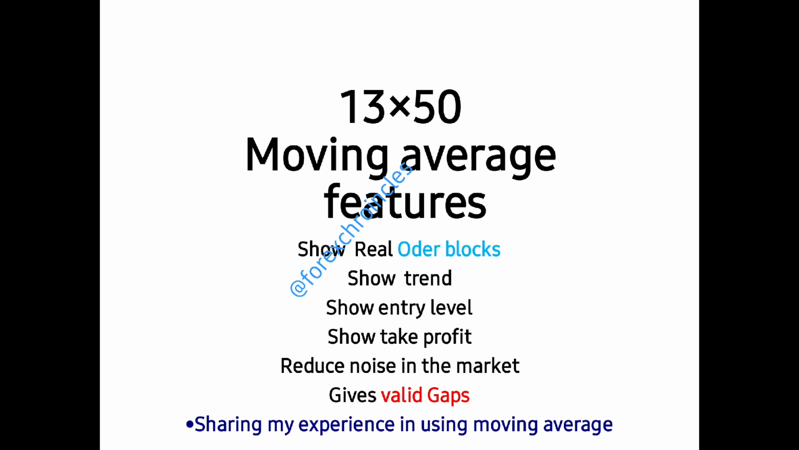The first is that it shows the real order block, real trend, entry level, take profit, and also valid gaps. Why have I marked valid gaps and order blocks? Because there are so many order blocks and gaps that are not valid. So using the 13 and 50 moving averages shows me which one is the real one and which is not. I take trades when these order blocks have been crossed by the 13 moving average around the body, not the wick, but around the body.